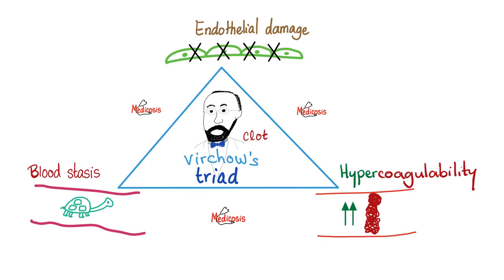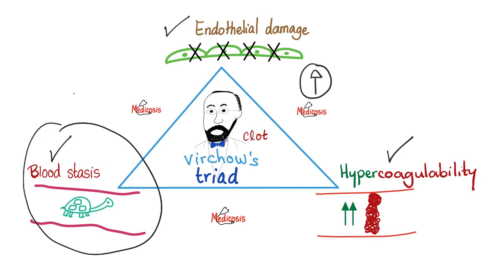Does anyone remember Virchow's triad from pathology? Yes. Virchow's triad tells me what? Tells me whether I have high or low risk of coagulation, meaning thrombosis. These risk factors include endothelial damage, blood stasis, and hypercoagulability. Mitral stenosis is characterized by blood stasis, as we will discuss shortly.